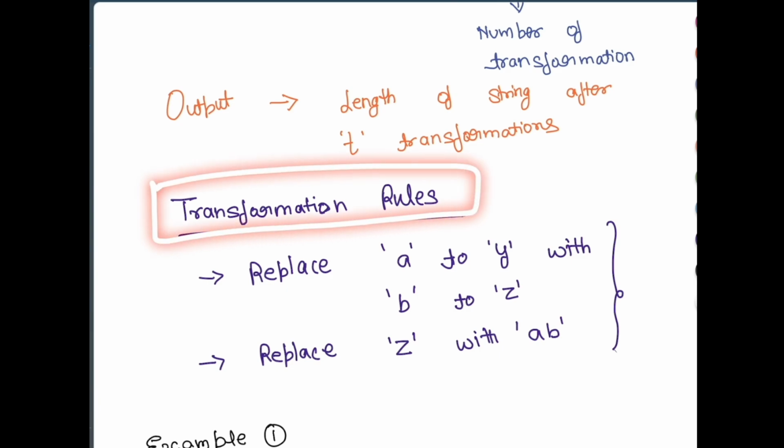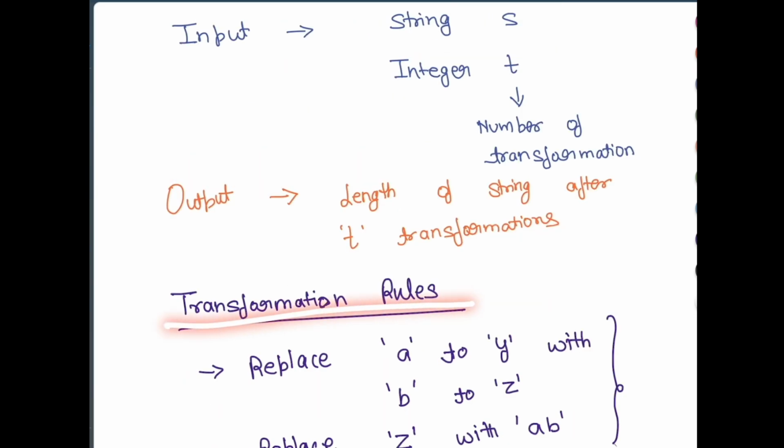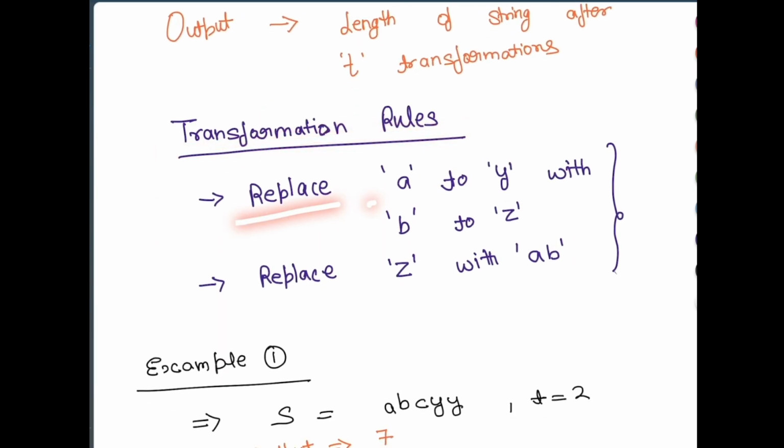This is very important to understand, and the rules are very simple. The given string s consists of lowercase English alphabets, like a, b, c up to z. The transformation rule says that we need to replace the character a to character y with character b to character z. It means that you replace a with b, b with c, c with d, that is the next character. This rule is applied for character a to character y. You replace y with z. But in case of z, you need to replace it with ab.